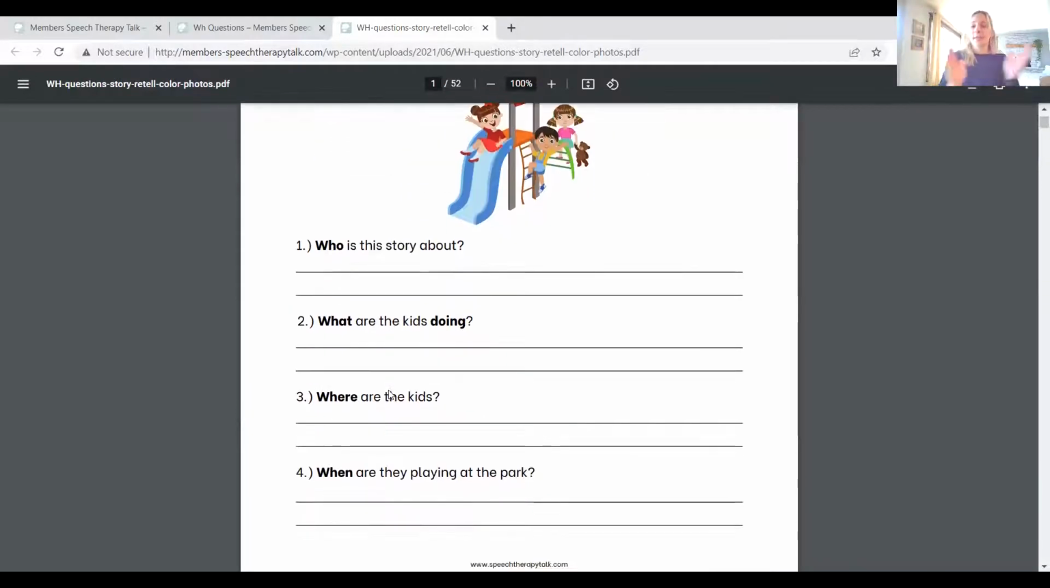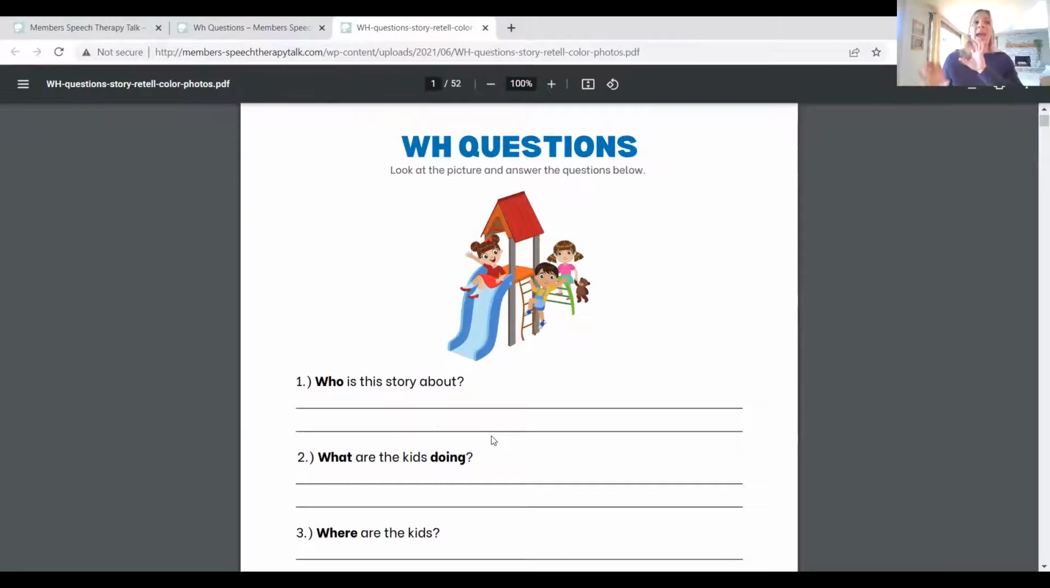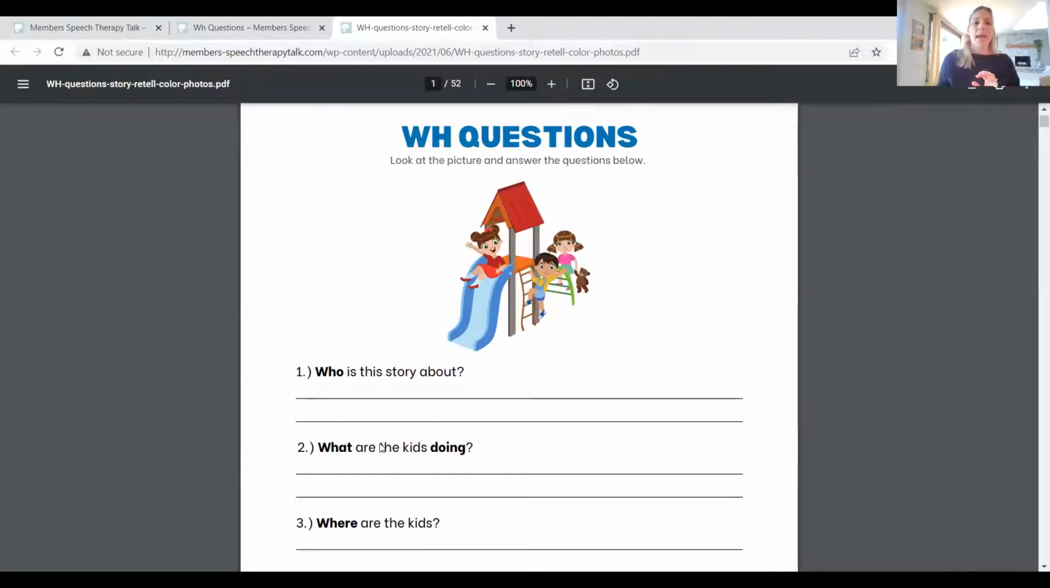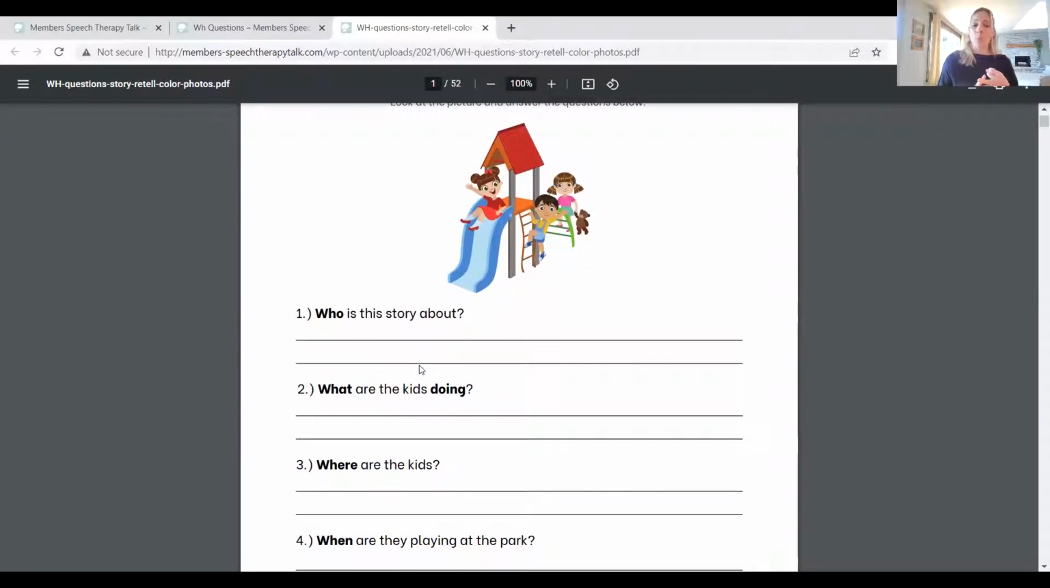Okay, so this is my theory behind these materials. You have a picture here and it's just a picture. There's no story. So this is for children who are learning WH questions and you want to take out some of that language stuff, like listening to a 3, 4, 5 sentence story. Instead, we're going to practice WH questions just by looking at a picture. And we're going to answer our who, what, doing, where, and when questions.